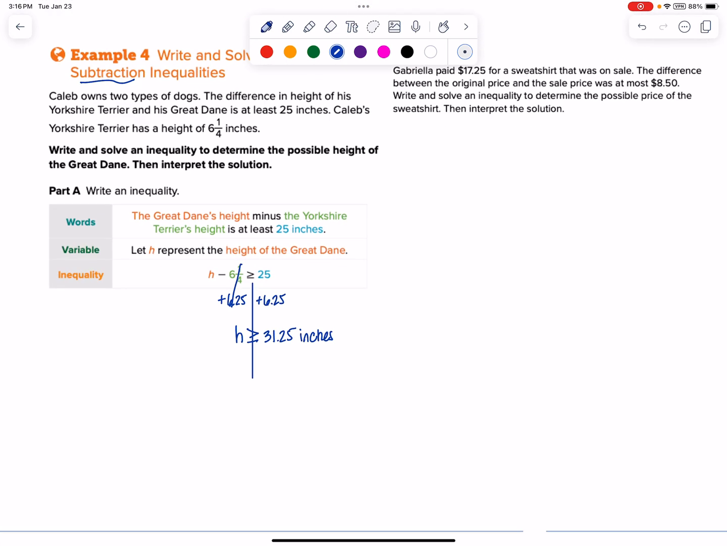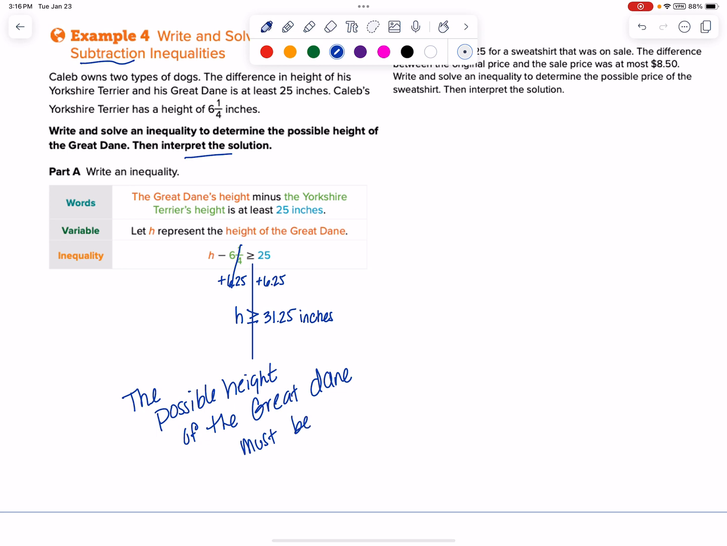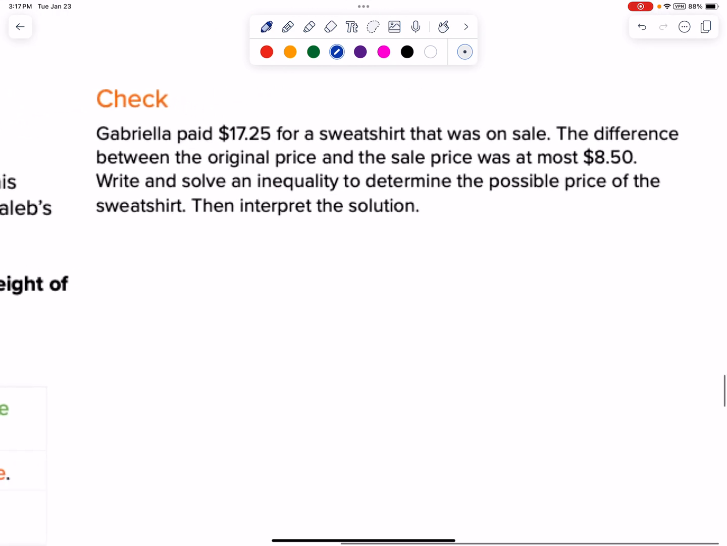All right, it does say interpret the solution, so let's answer the question. The possible height of the Great Dane must be greater than or equal to 31.25 inches. All right, let's try it out here. You can pause if you want or follow along.